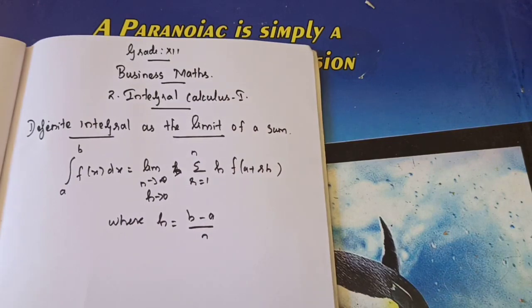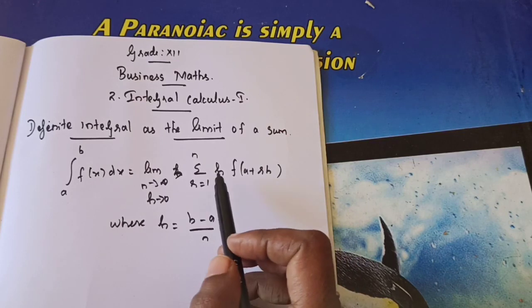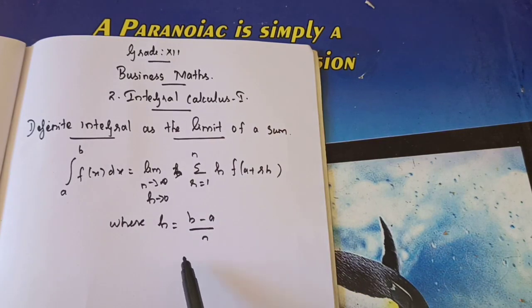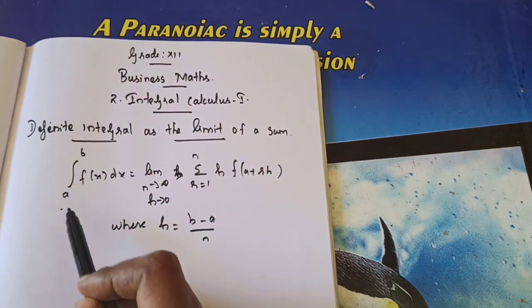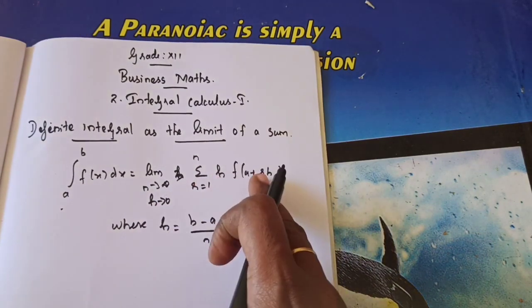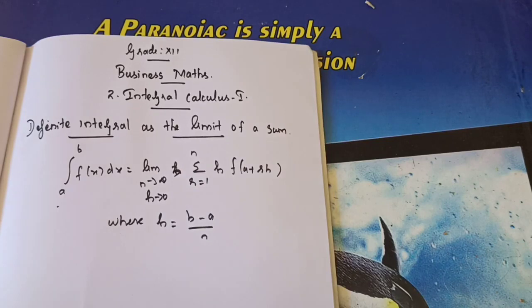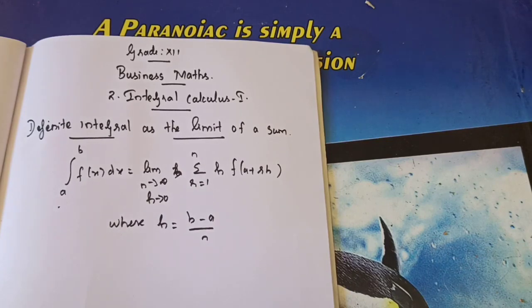Integral a to b f of x dx is equal to the limit as n tends to infinity, h tends to 0, of the summation r equal to 1 to n of h into f of a plus rh. We will find the h value using this formula, that is b value minus a value divided by n. Using that we will find the h value, and if we substitute in this particular formula we will get the answer. Understand, students?